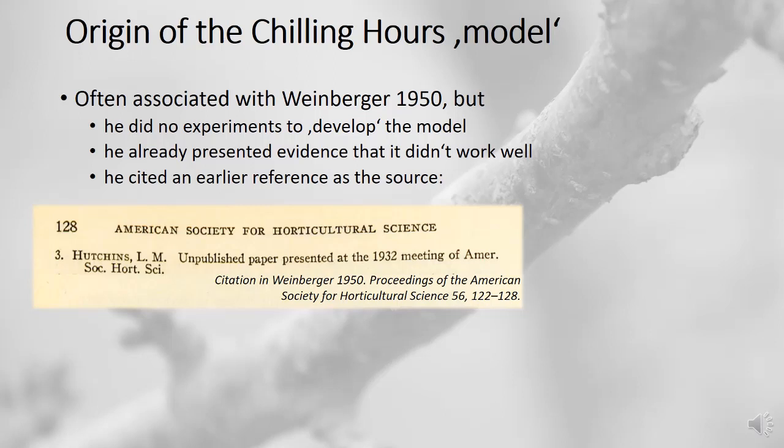He actually extracted it from a completely inaccessible publication. And here it is. In the paper, it says that this model was introduced in an unpublished paper presented at the 1932 meeting of the American Society of Horticultural Sciences. Paper in this case doesn't mean actual paper. It means most probably an oral presentation. So this guy, Hutchins, did a presentation at that time in 1932, which inspired Weinberger to use this model in his studies.